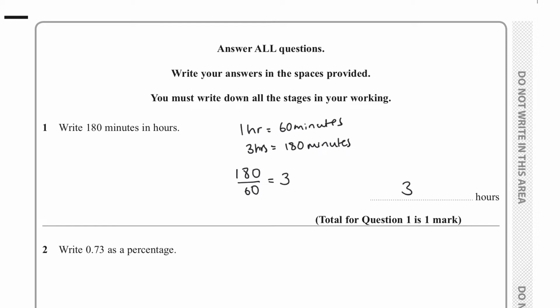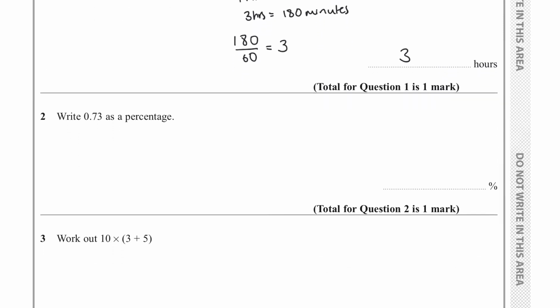And then going down to the next question, it says write 0.73 as a percentage. So converting decimals into percentages. I'm going to be putting links to different videos where I go through certain topics in the questions above, if you want to refresh your memory. But this will be 0.73. You're going to times that by 100. My technique is that there are 2 zeros in 100, so move forward 2 decimal places. So that would be 73%.